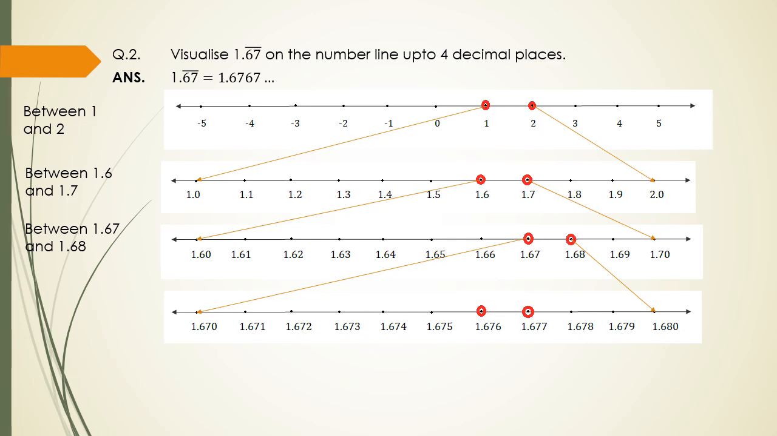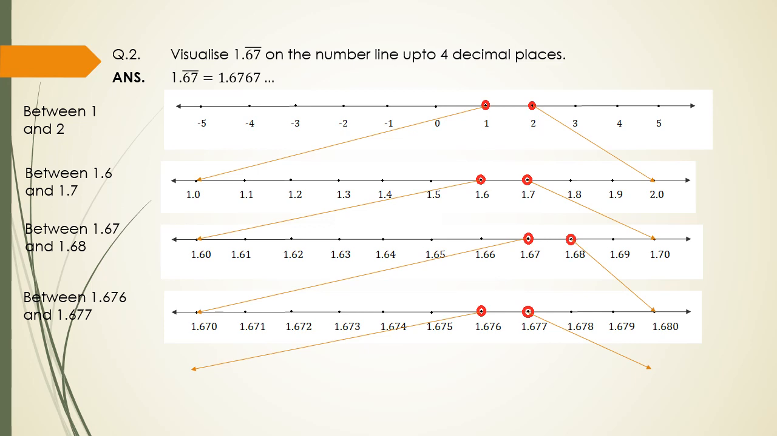So for the last step, we know that our required number lies between 1.676 and 1.677. So we are going to magnify the portion of the number line between 1.676 and 1.677 and divide it into 10 equal parts. So let us see this one. We'll draw a number line.